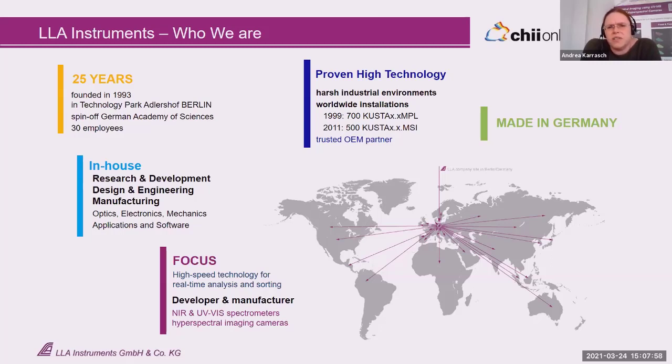We started even before 1999 to develop the first optical OEM components, NIR spectrometers for industrial sorting applications. Up to now, we have sold more than 700 units worldwide, which are still used today in optical sorters. In 2011, we introduced the LLA hyperspectral imaging camera, also as an OEM component for industrial sorting machines. Up to now, we have more than 500 installations in optical sorters worldwide.